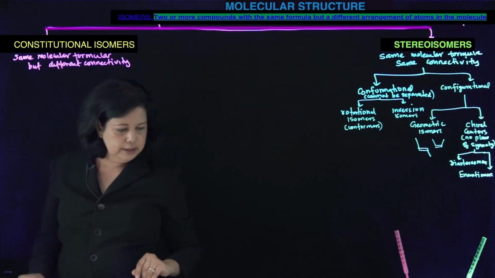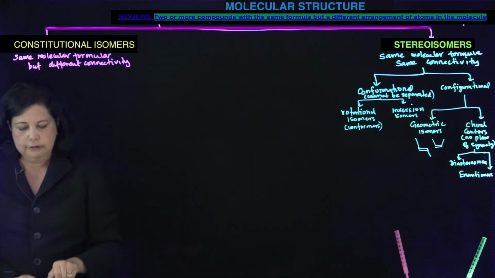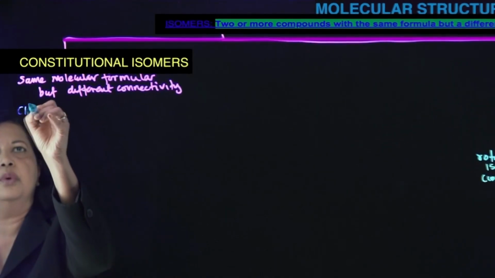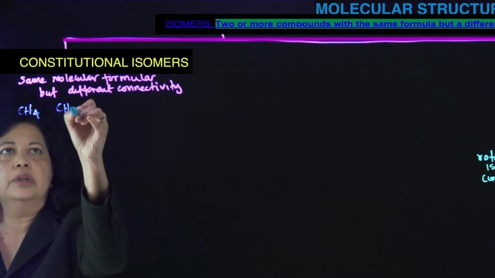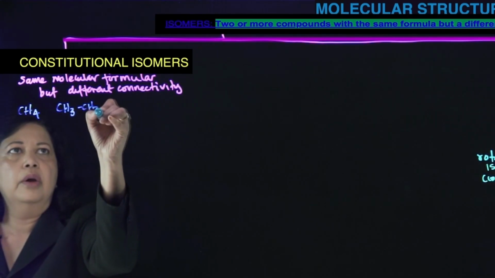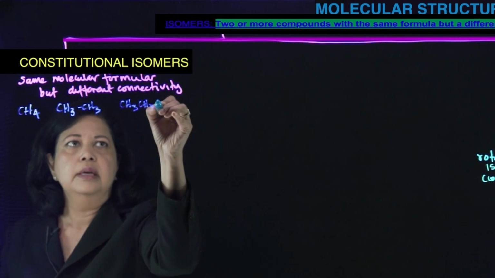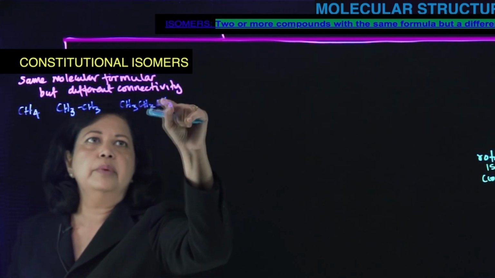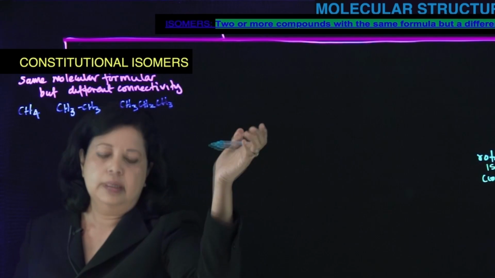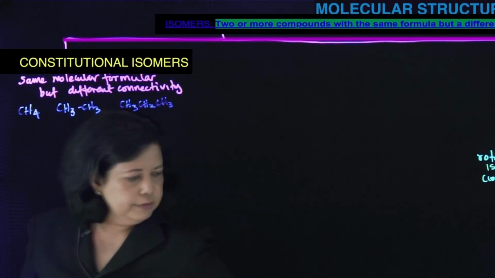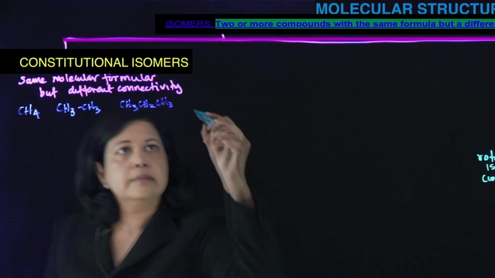So as we said earlier, if you have CH4, 1 carbon, or 2 carbons, or even 3 carbons, no isomers are possible, because there is no way, even if I break this carbon and bring it over here, it's the same molecule. So these have no isomers.